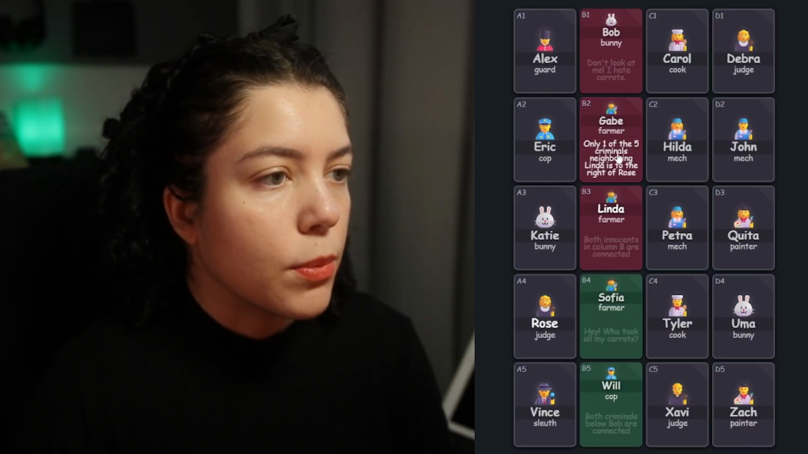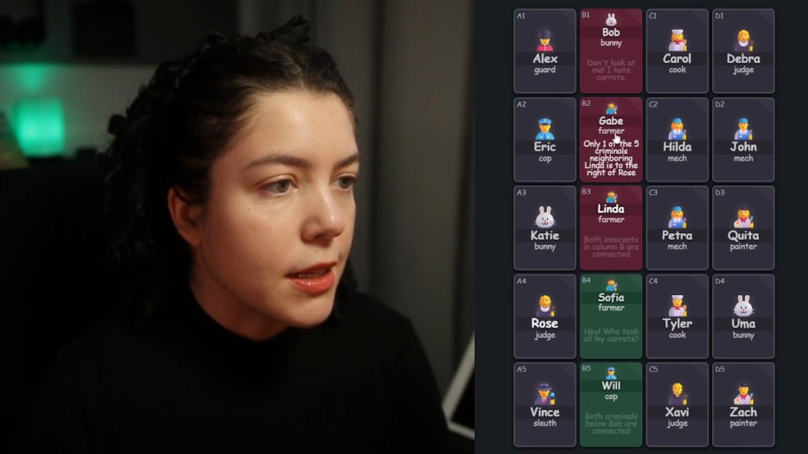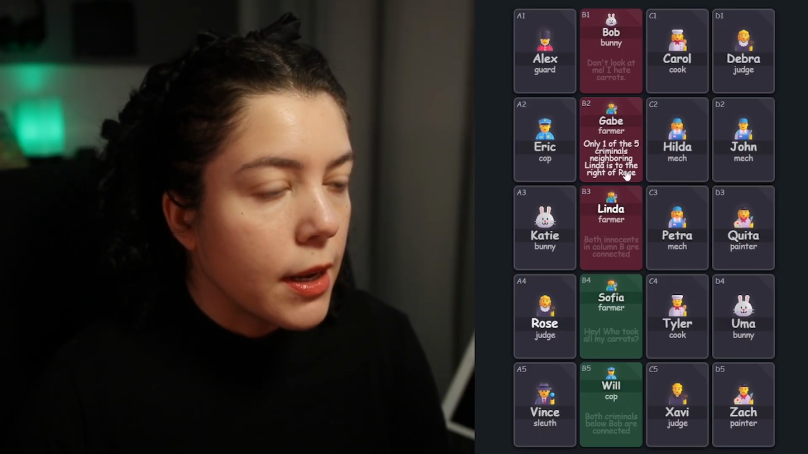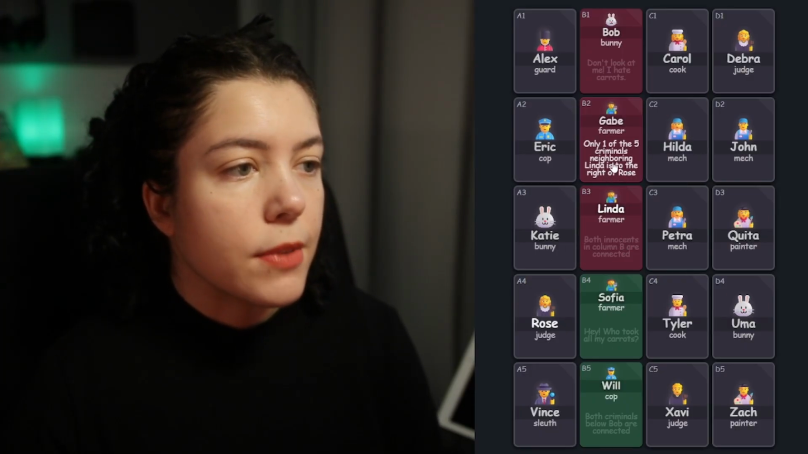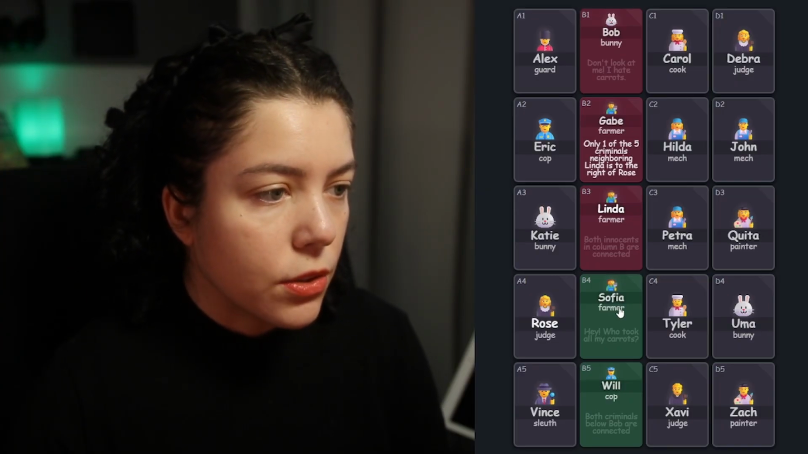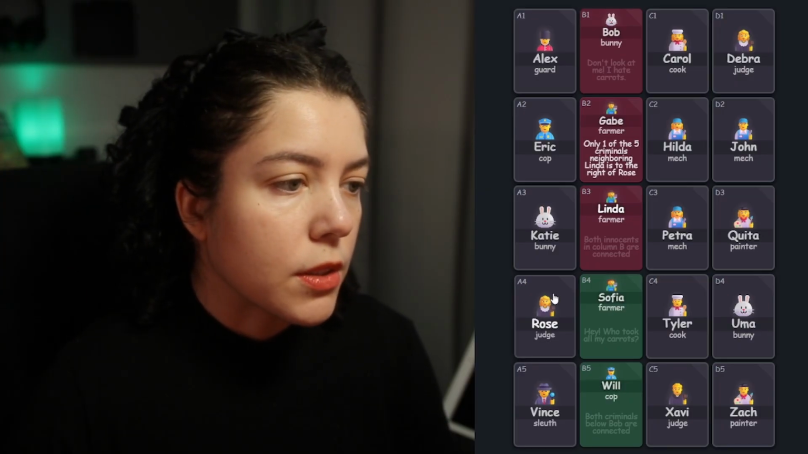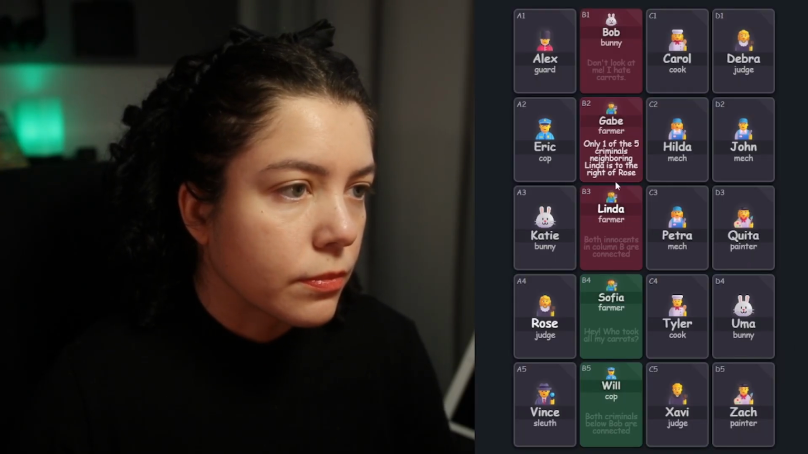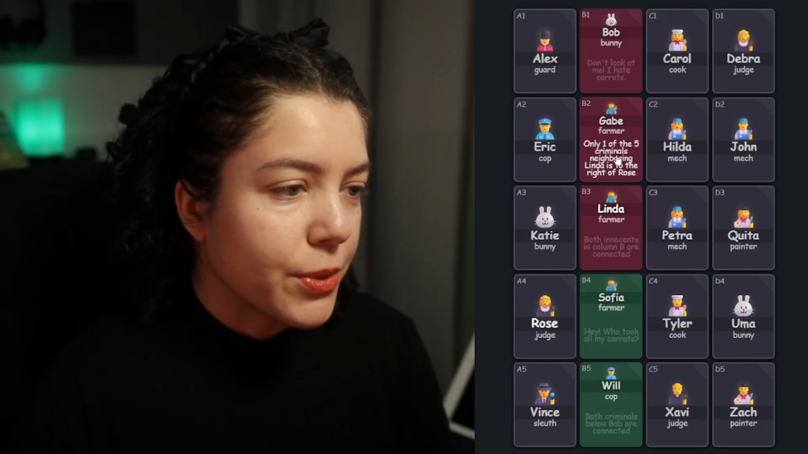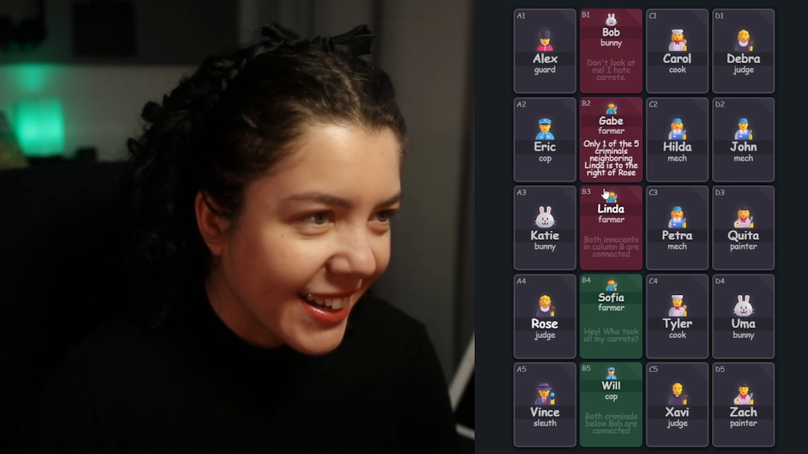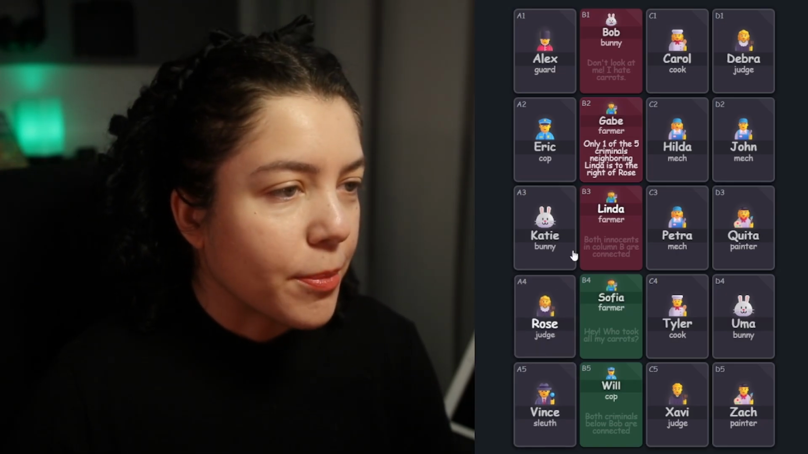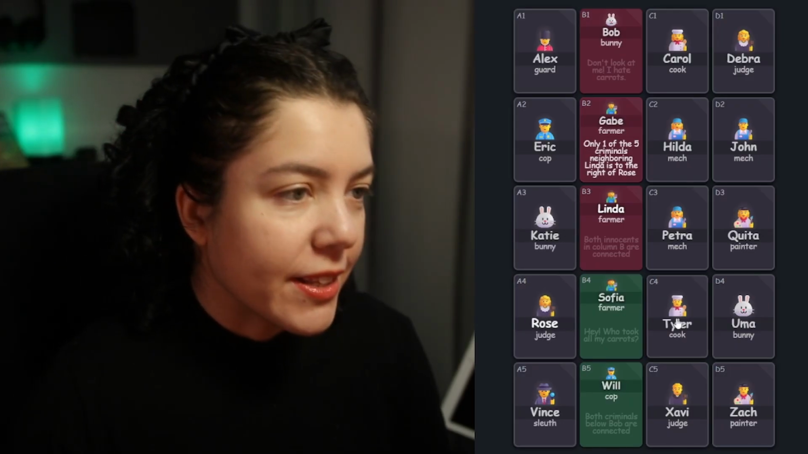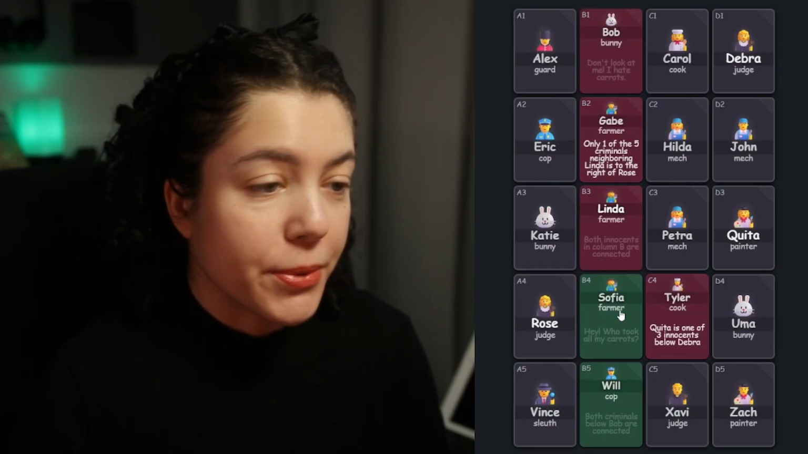Gabe says that only one of the 5 criminals neighboring Linda is to the right of Rose. So Linda has 8 neighbors total around her. 5 of them are criminals, so we know that 3 of them are innocents, and one of those innocents is Sophia, but one of the criminal ones is Rose. To the right of Rose, so I read that wrong. Okay, jumped the gun a little bit there. It's always the easy ones. Okay, so we know that Tyler is a criminal. We don't know about Rose yet.